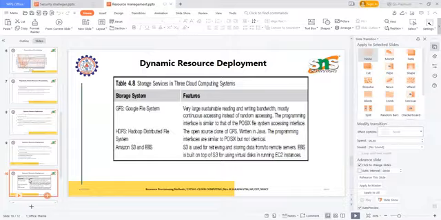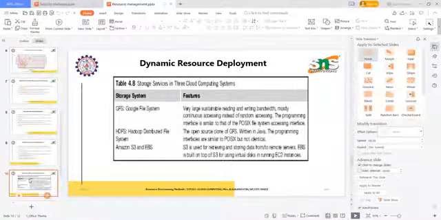GFS, Google File System, provides very large sustainable reading and writing bandwidth. It mostly uses continuous access instead of random access. HDFS, Hadoop Distributed File System, is an open source version of GFS written in Java. The programming interface is similar to POSIX but not identical.